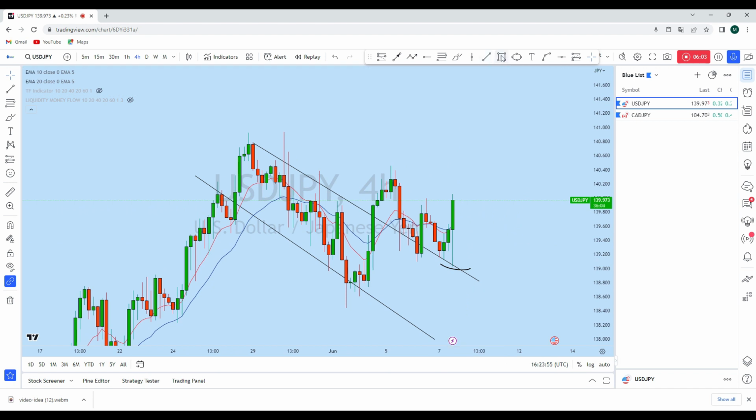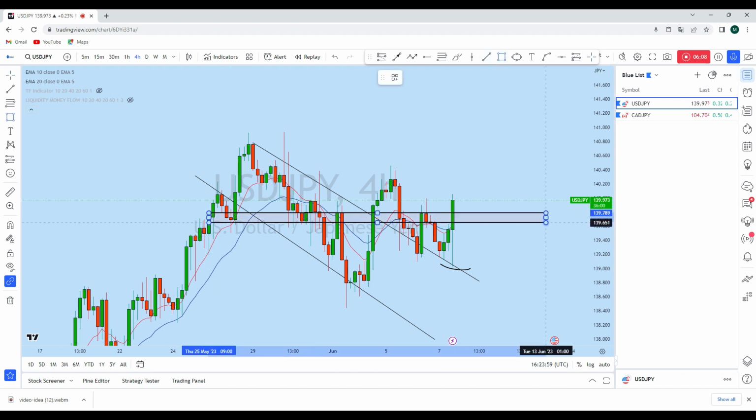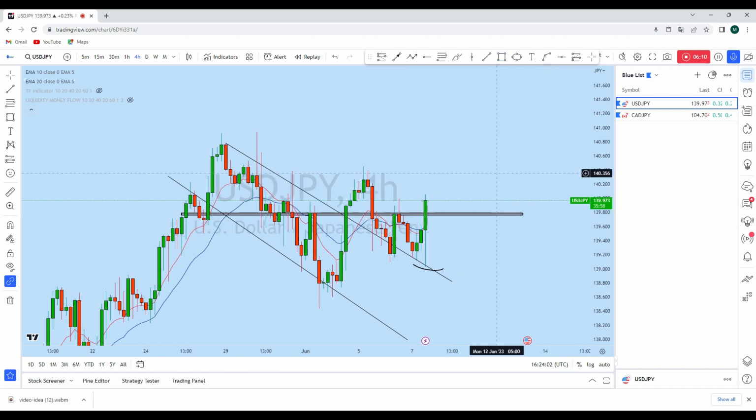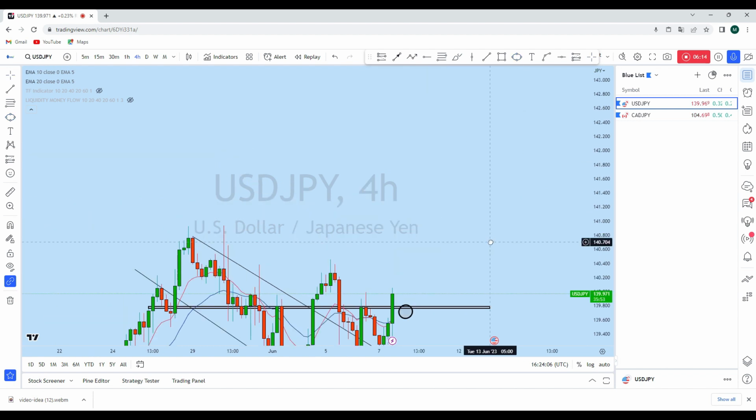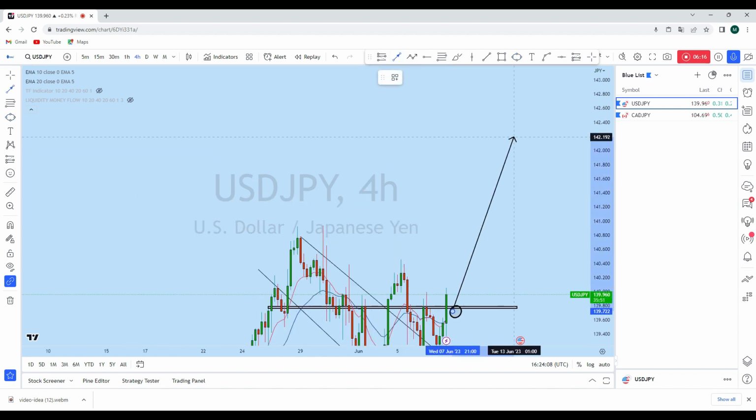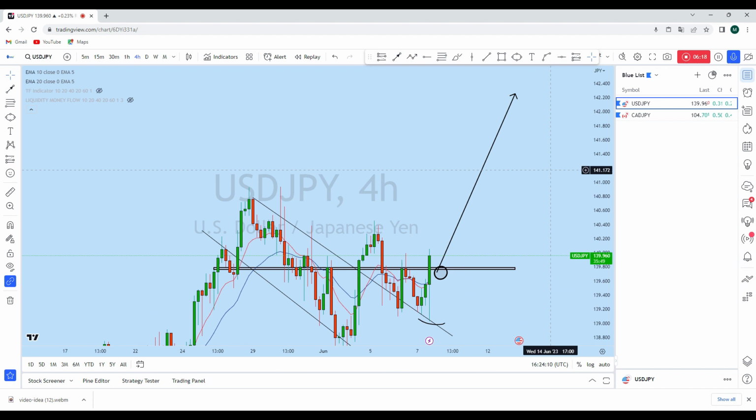As we see that the price has already formed a structure, we will be waiting for a retest of this level, the previous resistance as support, along this zone. As soon as we find a suitable entry opportunity on dollar yen, we will consider going long with a high probability trade setup with our students.